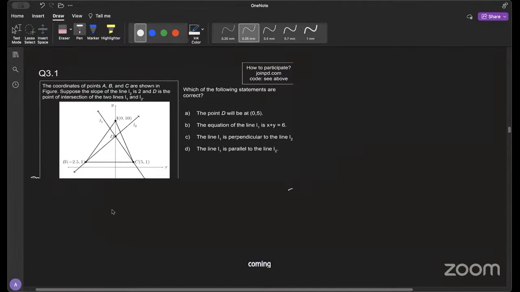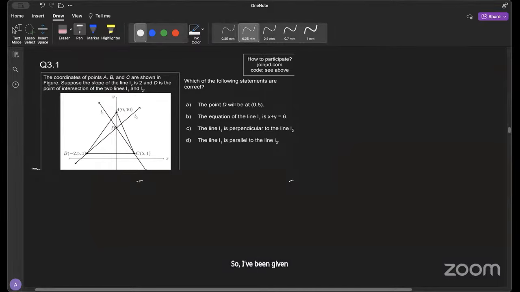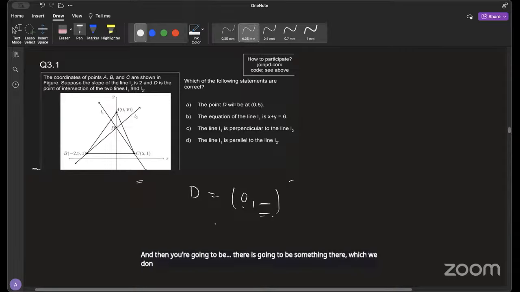Coming to this question now. This is the diagram in front of you. You've been given 3 points A, B, C, and this is the line L1, this is line L2. And we know that your D coordinate is on the y-axis, so your x is going to be 0. And there is going to be something here, which we don't know yet. We'll find that out.